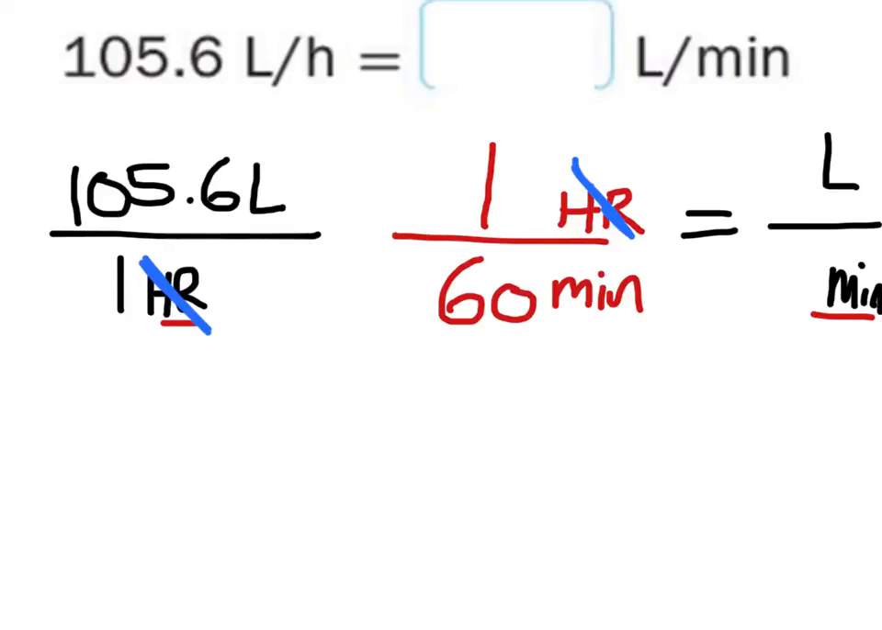Well, what's 105.6 times 1? 105.6. What's 1 times 60? 60. Okay, you guys have a calculator? Then divide it. What is it? It's 1.76.